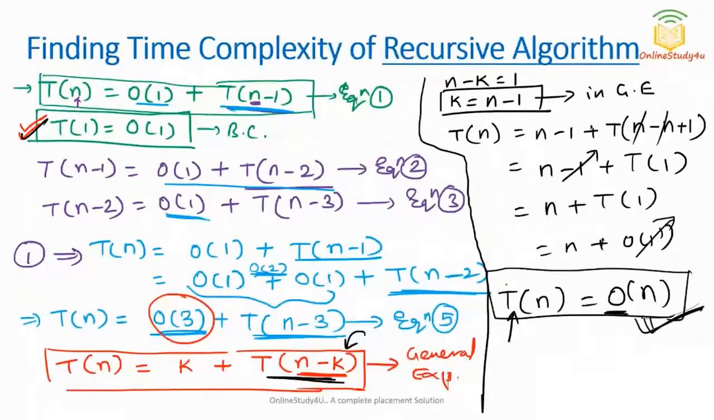Why is n minus k equal to 1? I want to eliminate this term here. How can I eliminate it? We have one result, the base case, T of 1 equal to order of 1. So if we can make T of n minus k as T of 1, we can use this result. For that I am using n minus k as 1. If this was something else, we would have equated it with the value present here. We will see more examples, don't worry. So this method is known as back substitution.